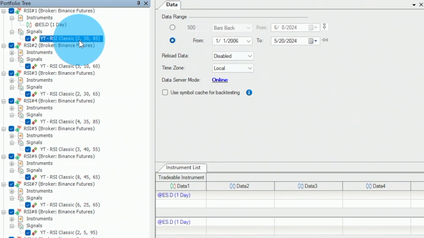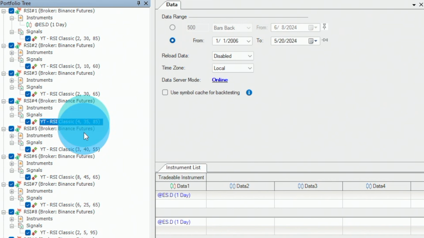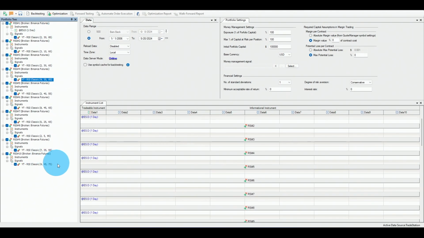So this is bar 2. This is the RSI period 2. We buy when it's below 30. We exit when it is above 85. So this is 3, 10, 60, 2, 30, 65, 4, 35, 85, and so on and so forth. These are only 10 strategies. I basically picked a strategy that is in the top 10 for every criteria.